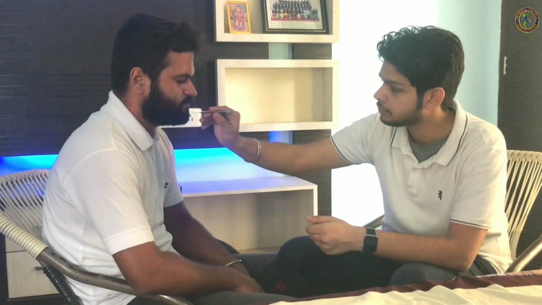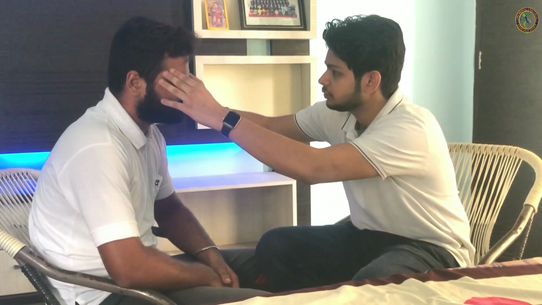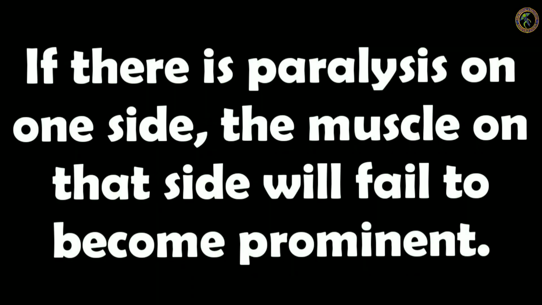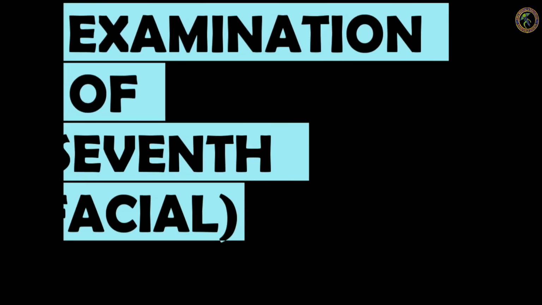Repeat on both sides. Test for motor functions. Ask the subject to clench his teeth. The temporalis and masseter muscle should stand out with equal prominence. Confirm this by palpation. If there is paralysis on one side, the muscle on that side will fail to become prominent.